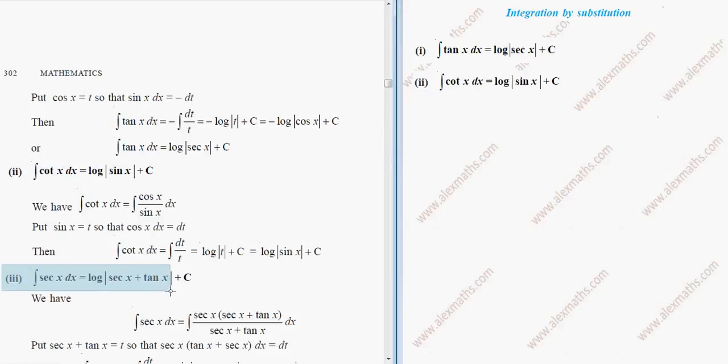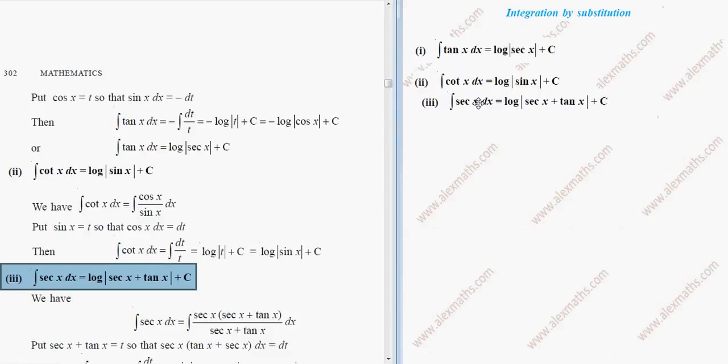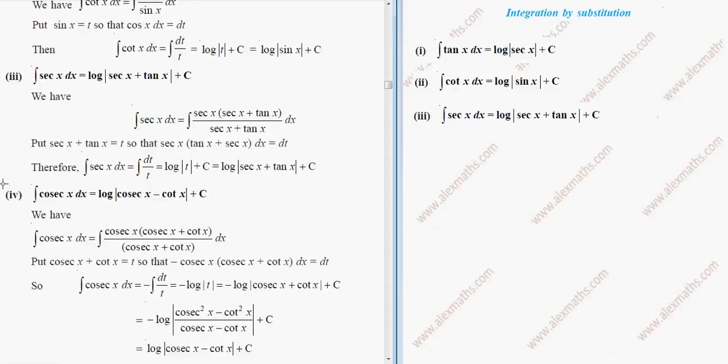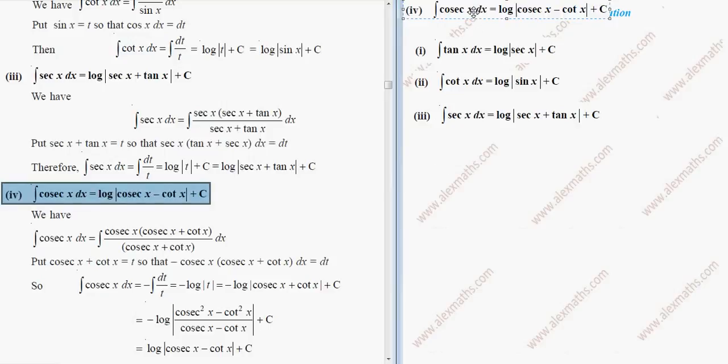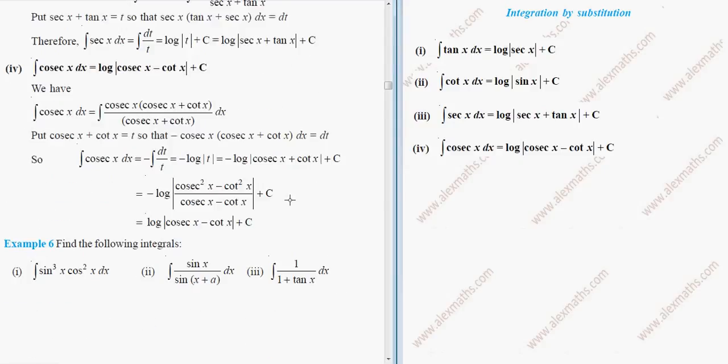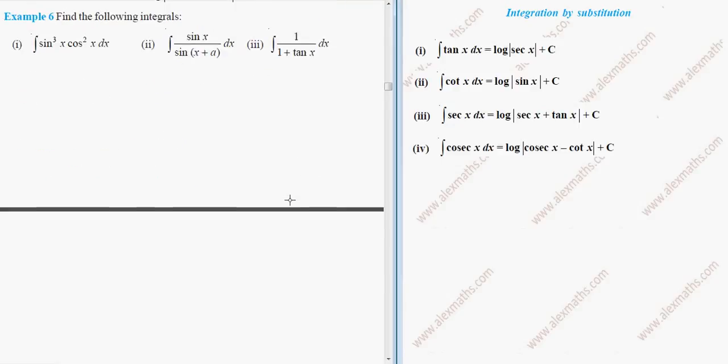Then the third one, integration of secant x, which is log of secant x plus tan x. Then the fourth one, integration of cosecant x, which is log of cosecant x minus cot x. So these formulas also, along with the basic formula list, we will study. Now we will see how substitutions can be made for every problem. Okay.